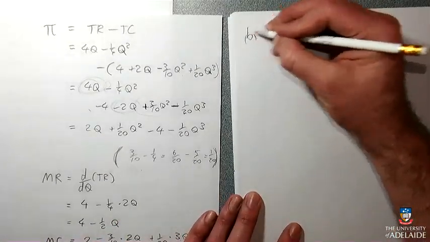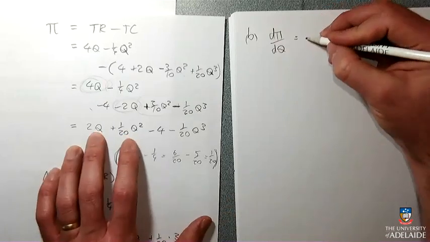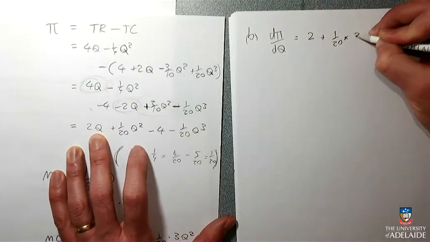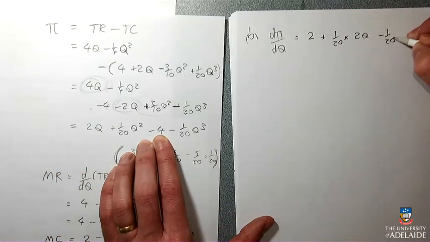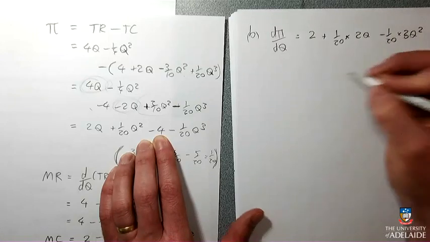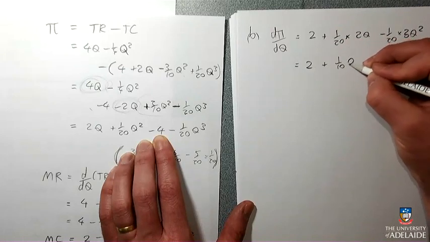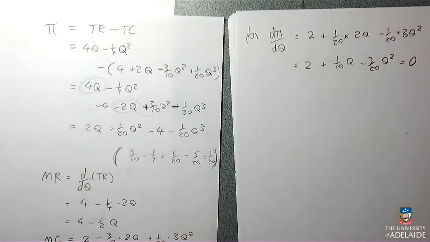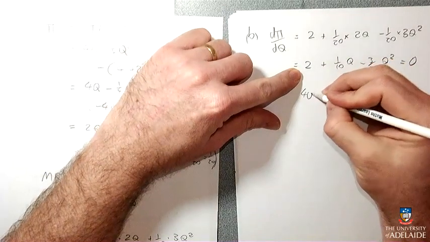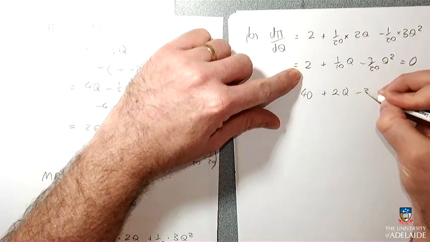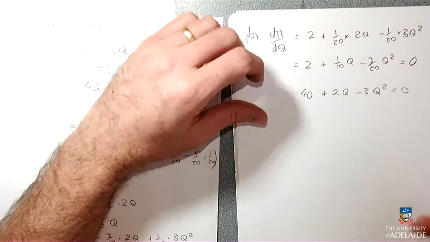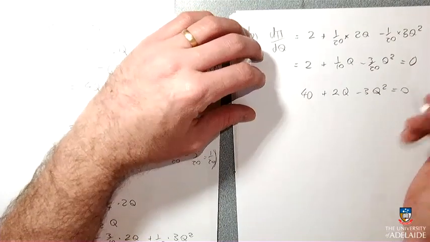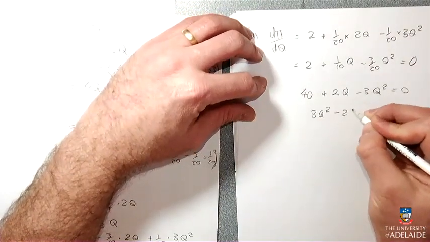So d pi on dq is 2 plus 1/20 times 2q. The 4 will disappear, minus 1/20 times 3q squared. And we want to make that equal to 0. Ugh, it's got all those fractions in it. So why don't I multiply everything by 20, and then all the fractions will go away. And it's traditional to have a positive coefficient on your q squared, so I'm going to switch all the signs.